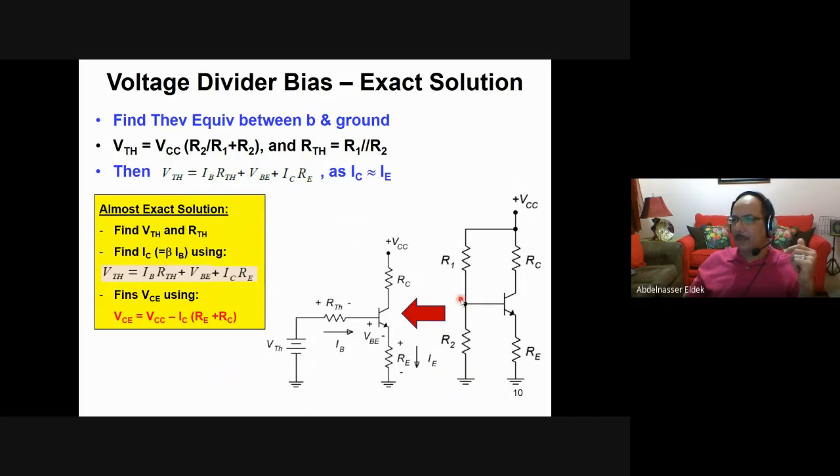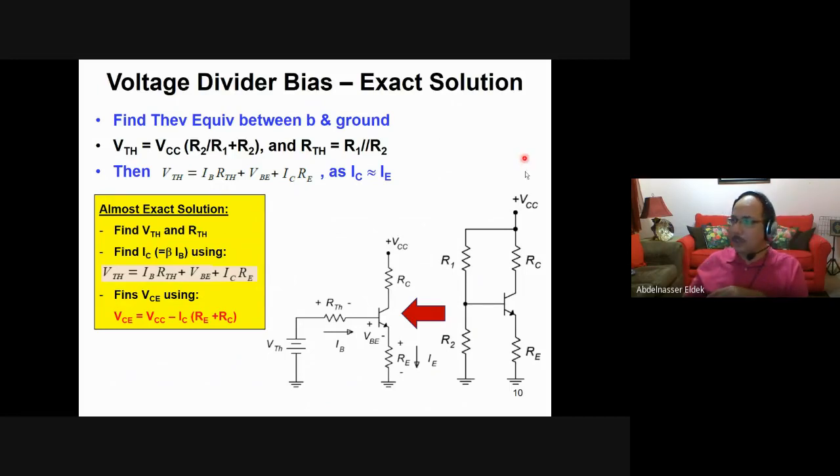V Thevenin, in this case, will be the voltage divider. It will be R2 divided by R1 plus R2 times VCC. Okay, this is V Thevenin: VCC times R2 over R1 plus R2. This is the V Thevenin. It is not VB, remember here. Okay, and R Thevenin equals what?